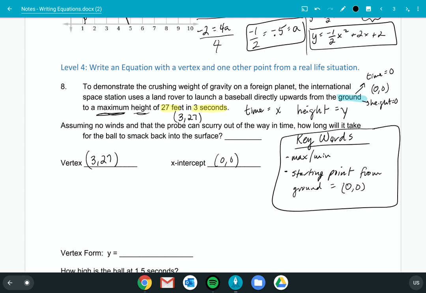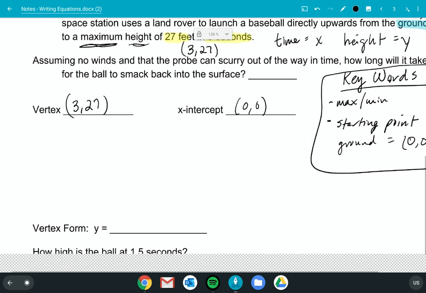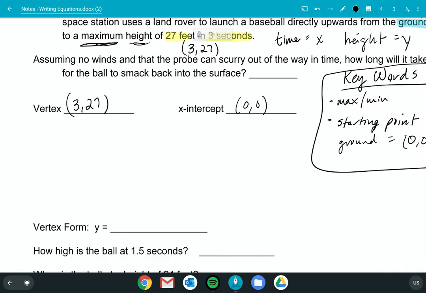Now, they want to know when it's going to hit back or smack back onto the surface. So I've got to find my equation. We're going to graph it and find where it hits again. So let's go ahead and do that. Obviously, if I have a vertex and a point, that's all this is. I'm going to do the same thing. I have y equals a times (x minus h) squared plus k.